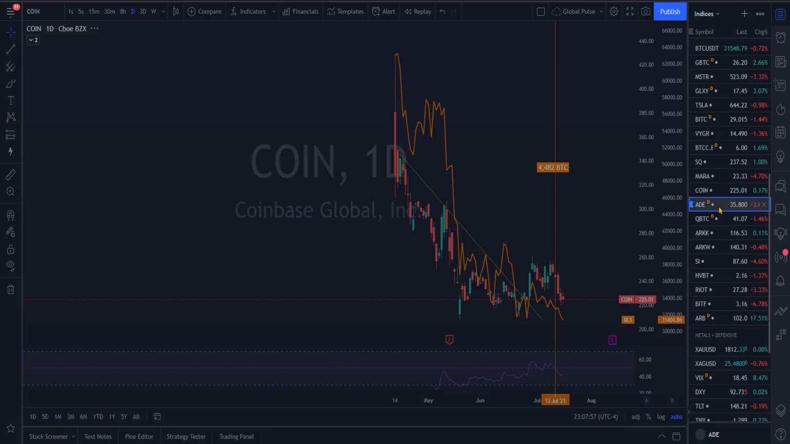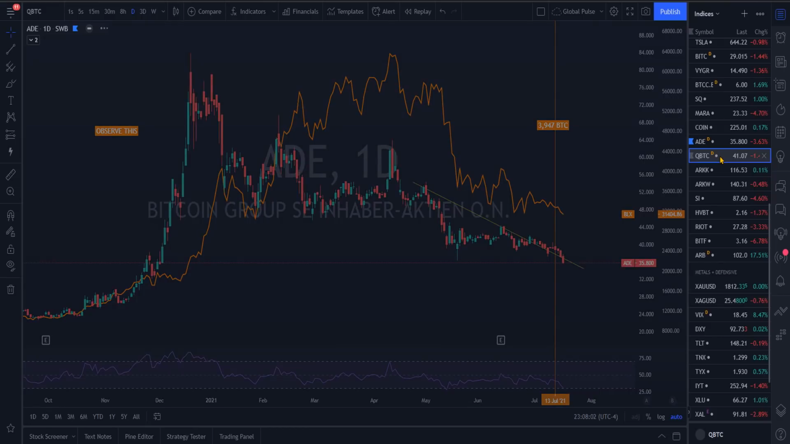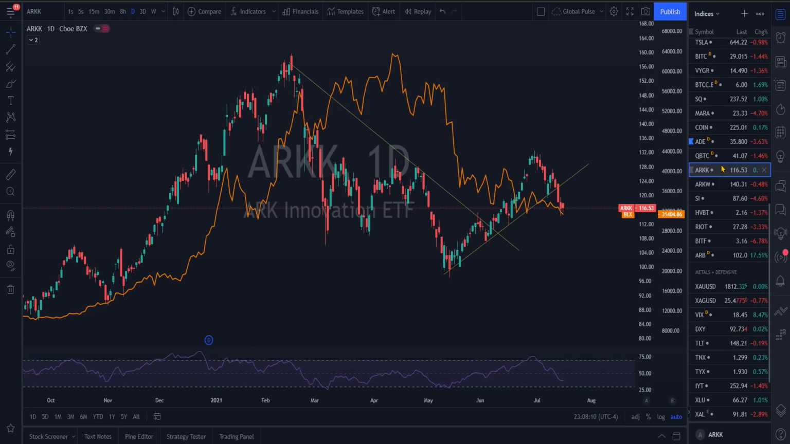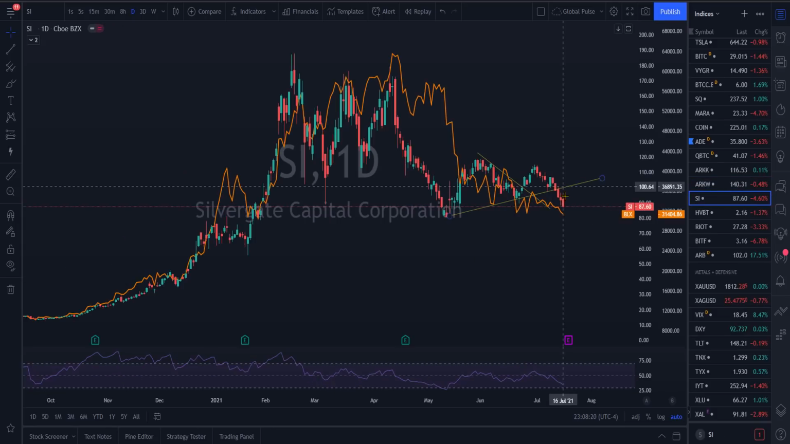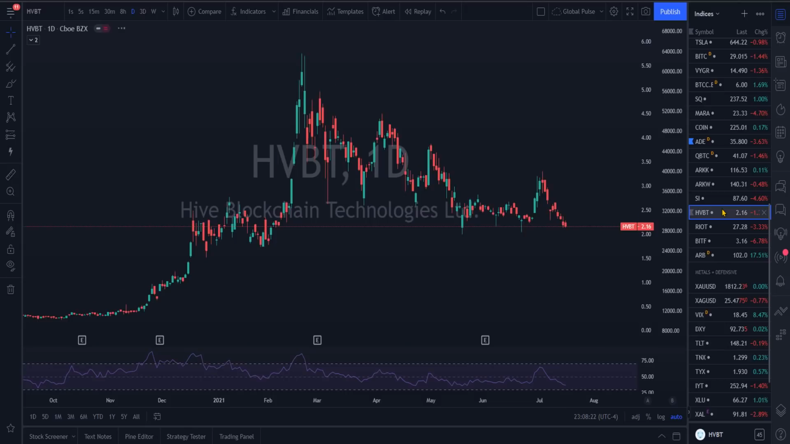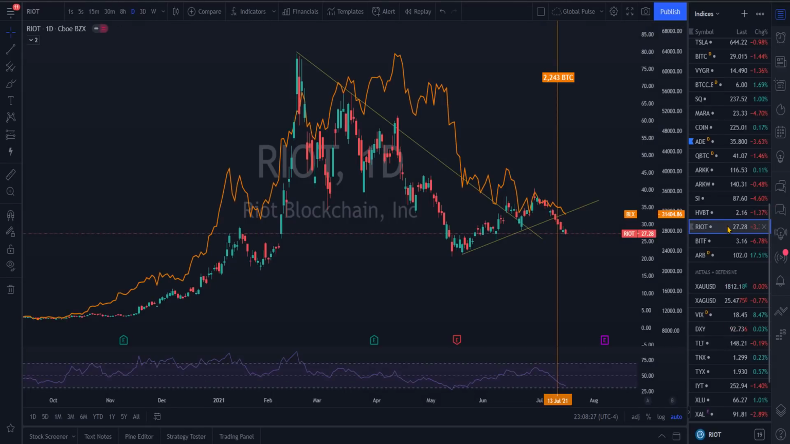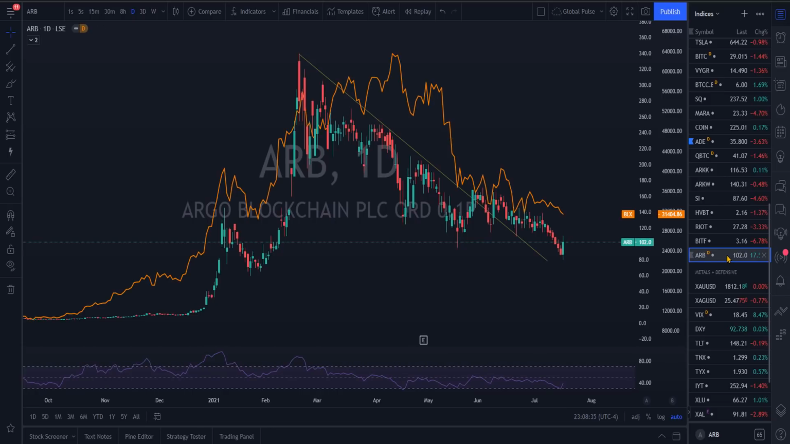Coinbase Global, showing weakness. ADE, Bitcoin Group, as well, showing weakness. QBTC, hovering around that resistance line, seeking to consolidate. ARC Innovation, we can see just a bit of weakness. ARCW, Silvergate Capital, you can see how they're all following each other. Hive Blockchain, Riot Blockchain, Bitfarms. Now, what happens when they all start to rally?